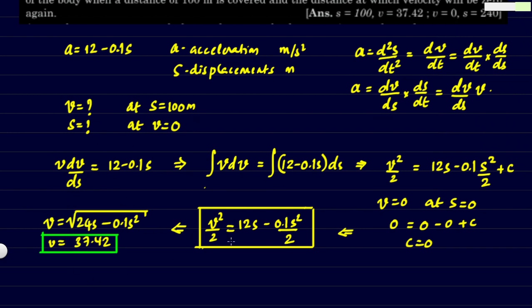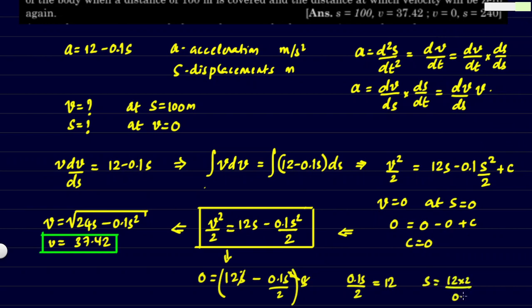Okay. Let's go ahead and find the second value. Here the velocity is given as 0 and we need to find displacement. From this equation directly, we can substitute the velocity as 0. On the left side we have 0, and on the right 12s minus 0.1 s square by 2. If we take s common from this and send the s to the other side, s becomes 0, we can just neglect it. Now what we are left with is 0.1 s by 2 equals 12. So s equals 12 into 2 by 0.1, which gives us the value of s as 240 meters.